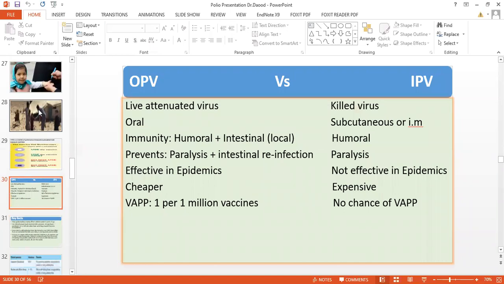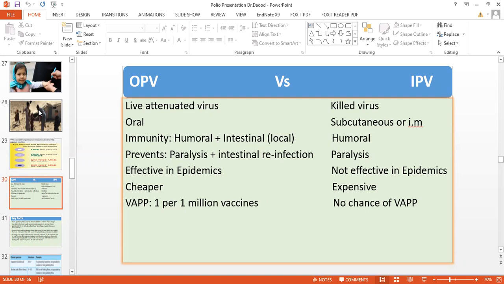Here comes a little comparison between OPV and IPV. OPV is the live attenuated virus, while the IPV is the killed virus. The route of administration in OPV is oral, while IPV is given subcutaneously or intramuscularly. OPV gives humoral and intestinal immunity, while IPV gives only humoral systemic immunity. OPV prevents not only the paralysis but also intestinal reinfection, while the IPV can only prevent paralysis.